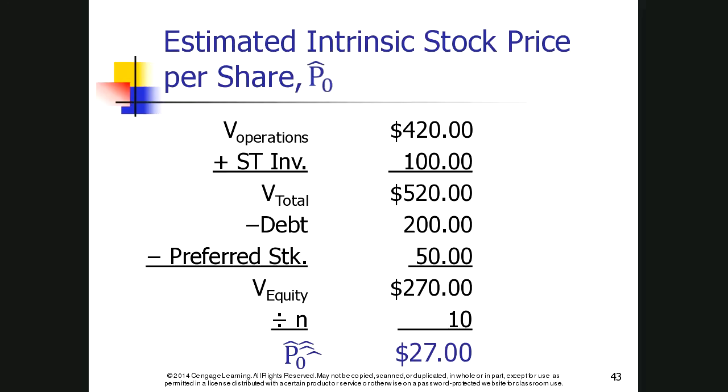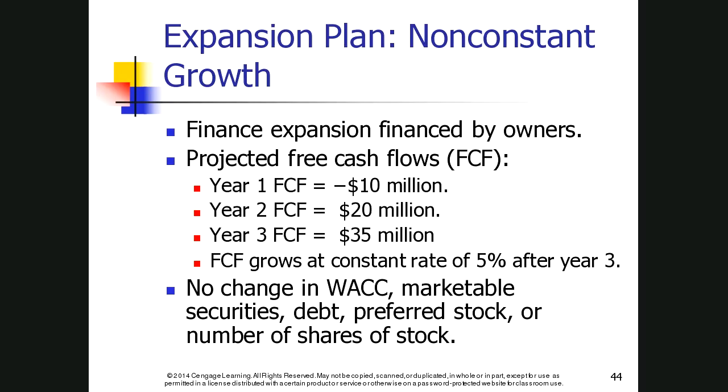Okay, so similar to the discounted dividend method, we can also have a high growth rate in the following years and a lower growth rate in the long run. Okay, so for example, we can have a projected free cash flow here. The first year, you're actually going to be negative. You can lose money. Second year, you can have 20 million.